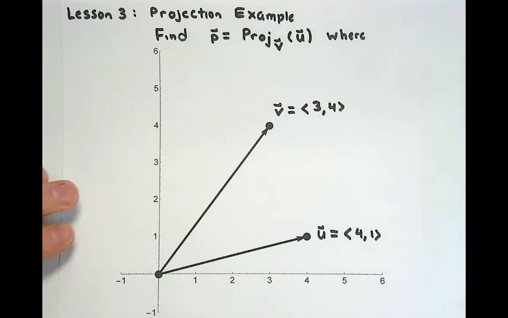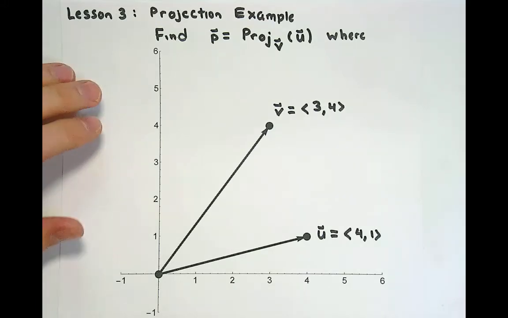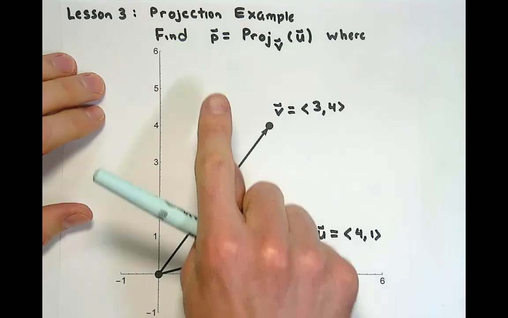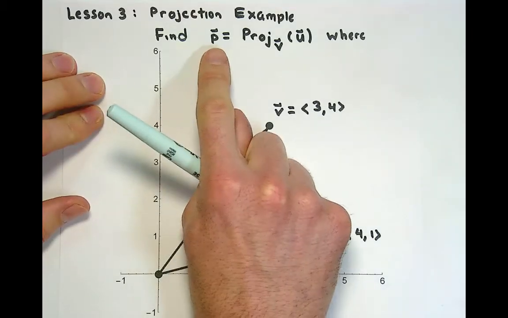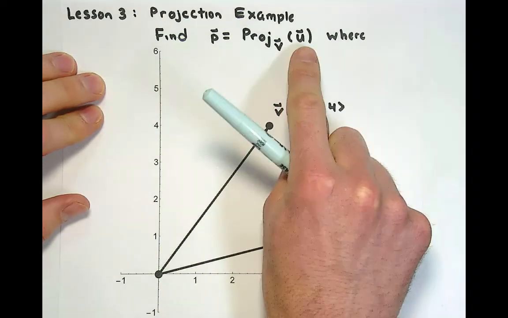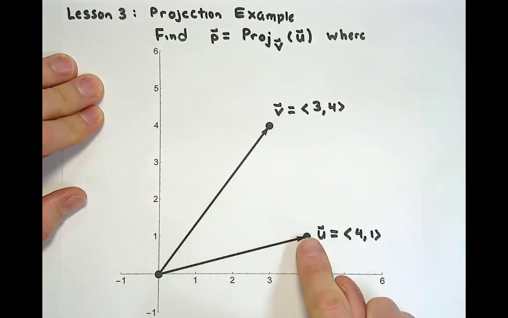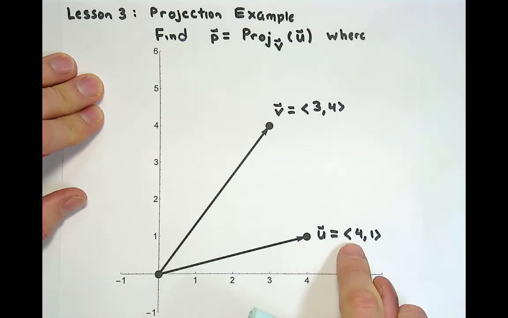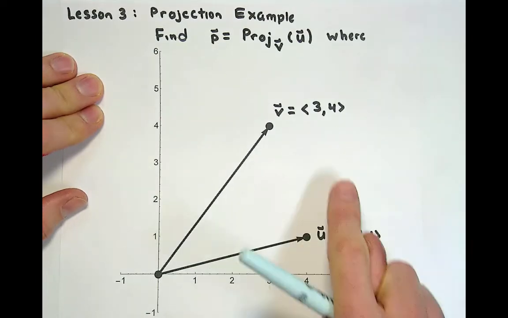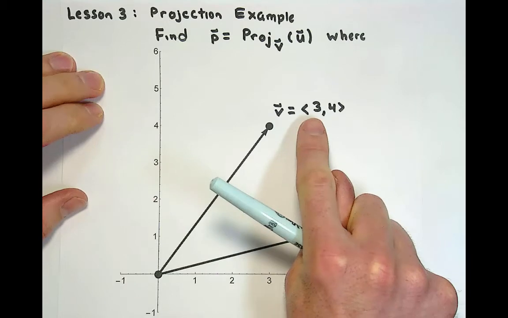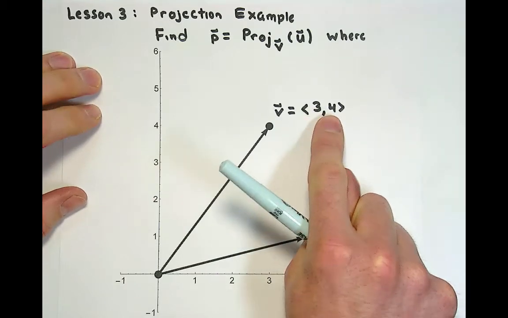Welcome back. In the last video, we derived the projection formula. In this video, we're going to take a look at how to use that in an example. Here, the example is to find the orthogonal projection of a vector u onto a vector v, where the vector u is given by 4, 1, and the vector v is given by 3, 4.